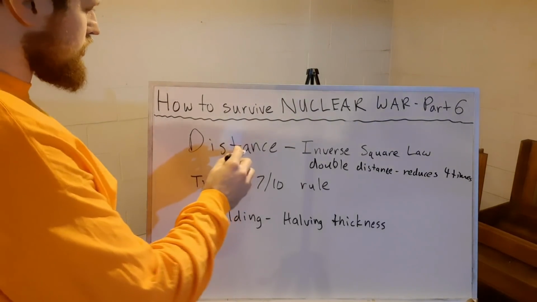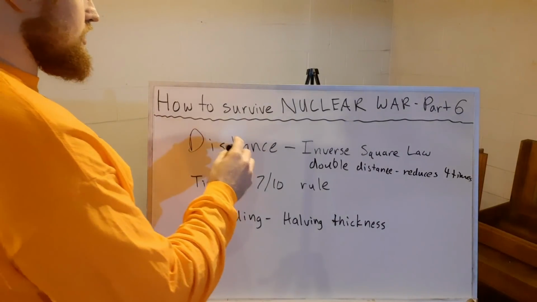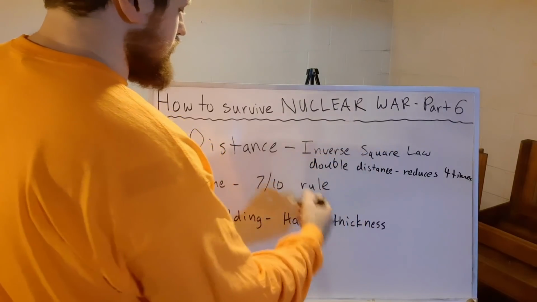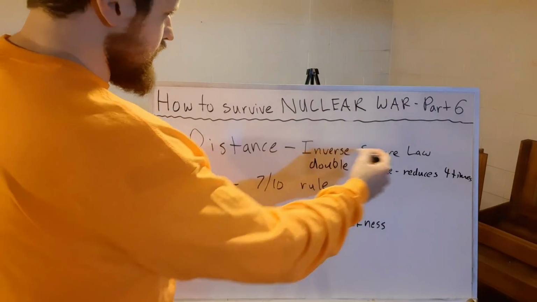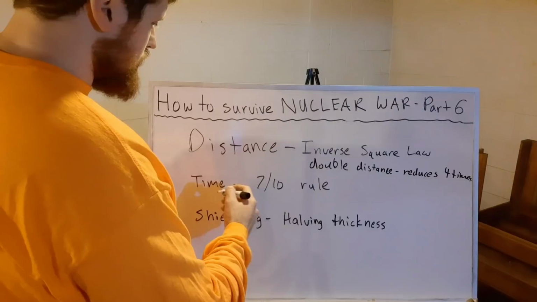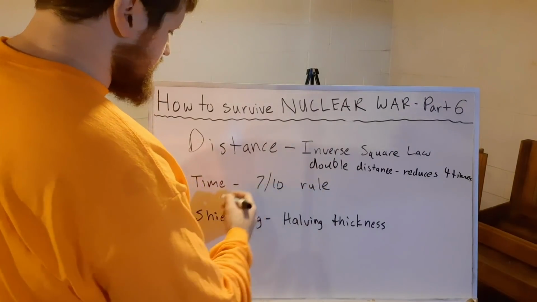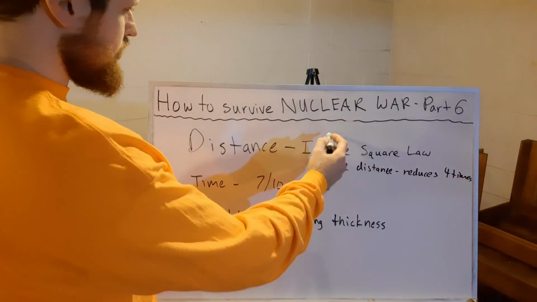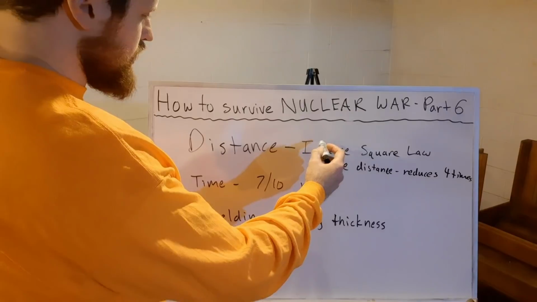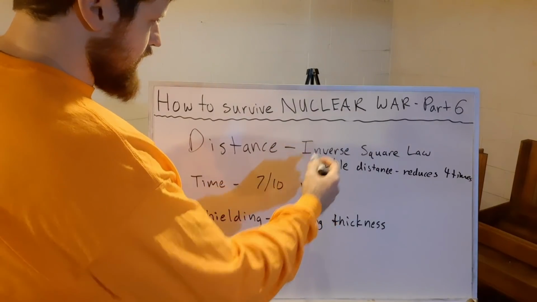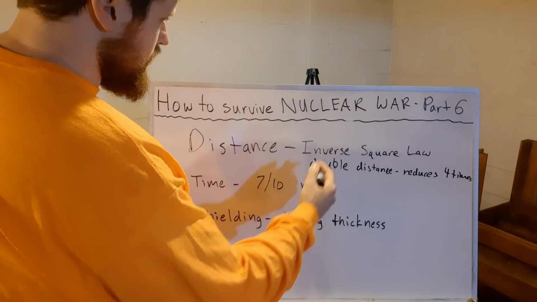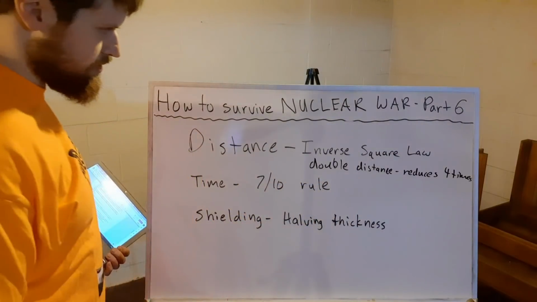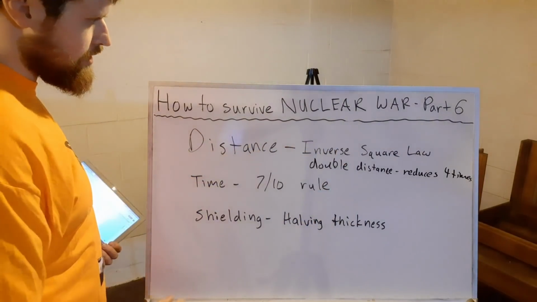So we're going to start with distance. Okay, distance, you have the inverse square law. You have to understand all these different things here. You have the inverse square law for distance, you have the 7-10 rule for time, and you have halving thicknesses for shielding. These are the ways that you can reduce the radiation or protect yourself. Okay, so I'm going to talk in detail about these.